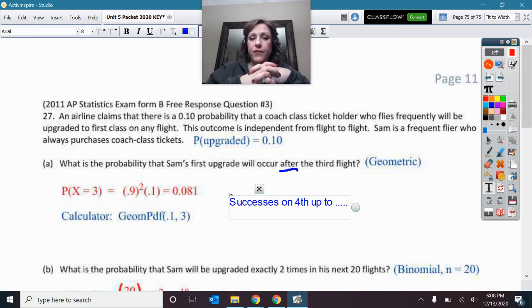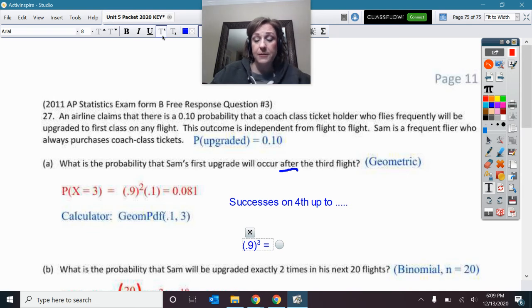or if the first success occurs after the third, so the first success occurs in that fourth spot, then another way of thinking about that is, if the first success occurs in the fourth spot, then the first 3, whatever happens, I just know the first 3 are not successes. So technically, we could just say, what's the not success? So 0.9 to the third power, because all I know is that the first 3 are not a success. And then you get whatever that is.